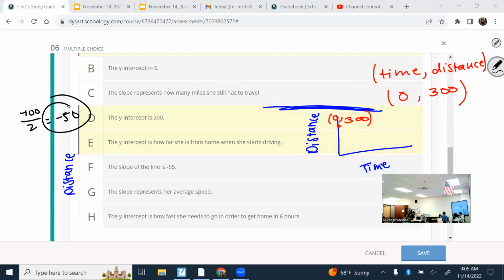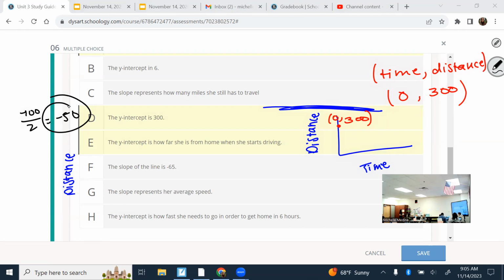I would say no. We'll see what the key says, but I would say no. You could say her average speed is 50 miles per hour, but the slope itself is negative. So I would not say that -50 is her speed. So I would not pick that one. If you rephrase it, sure, then you can.